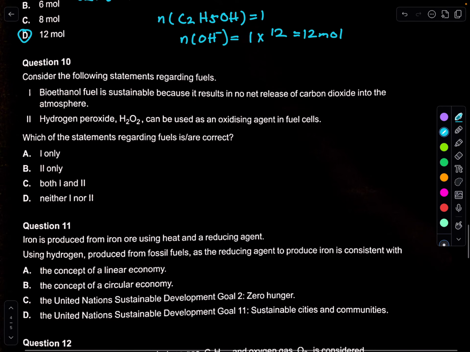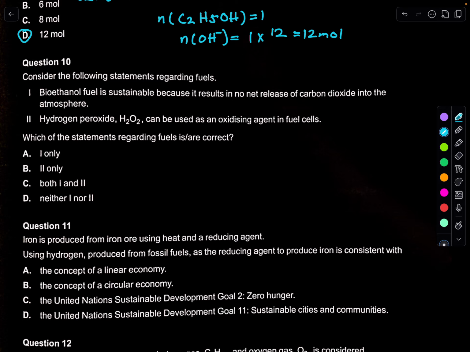Next question, 10. Consider the following statements regarding fuels. Bioethanol fuel is sustainable because it results in no net release of carbon dioxide in the atmosphere. Be careful here, they're trying to trick you. You might think carbon neutrality: when it combusts, it releases CO2, but the plants use photosynthesis and consume that CO2 to create more. So it's like a reversible cycle, but be careful.